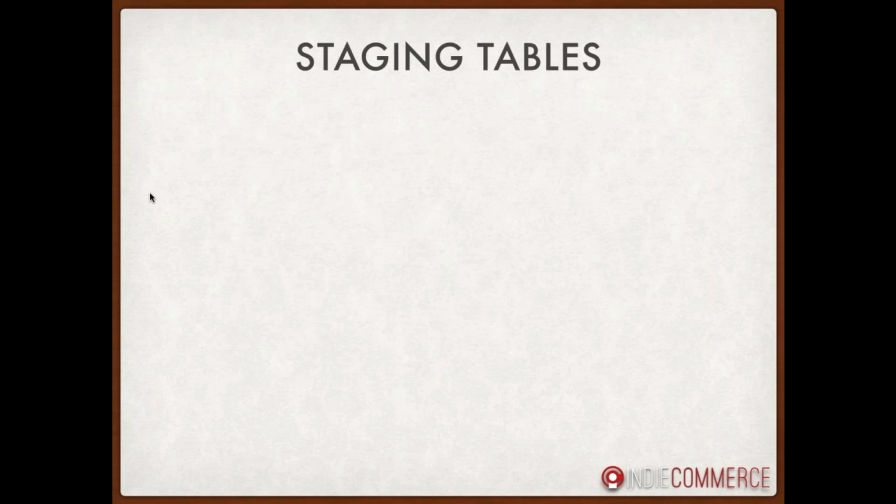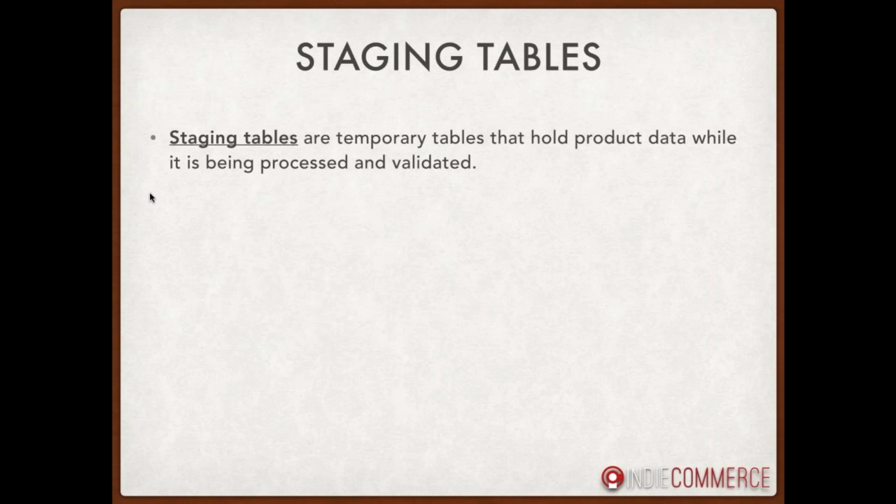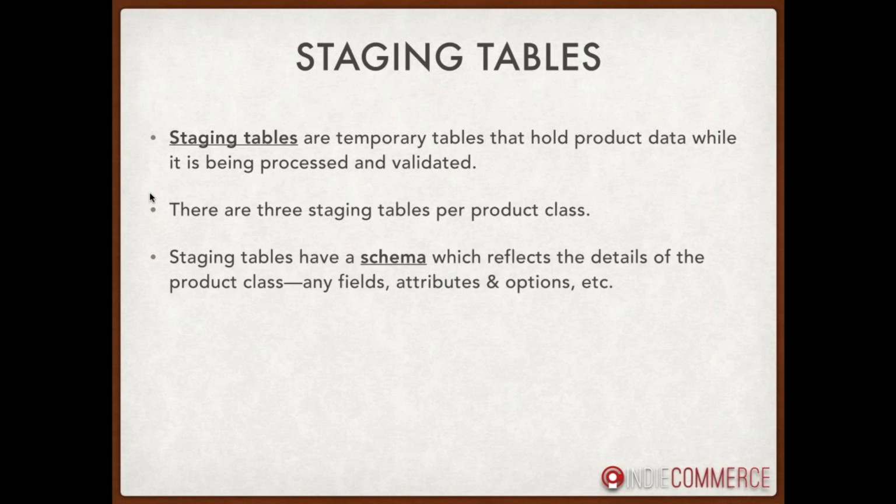A key concept here is the concept of staging tables. Now, staging tables are temporary tables that hold your product data while it's being validated and then processed into the site. And again, the reason we have these is whenever you're uploading a large amount of data, you don't want a single typo in the file to create 10,000 products where the SKU and the price got flipped or something. So that's why we have this validation process. Now, there are 3 staging tables per product class. We really only need 1 of them, and then 2 of them provide extra features, as we'll see.